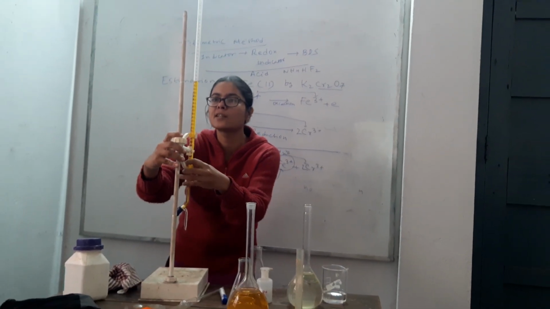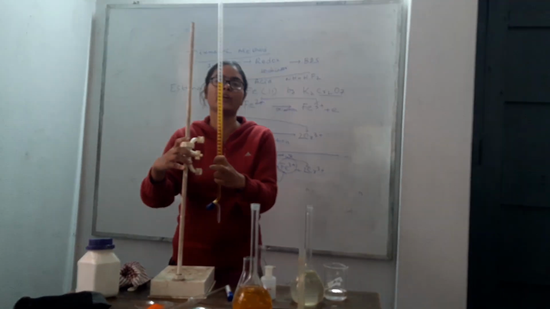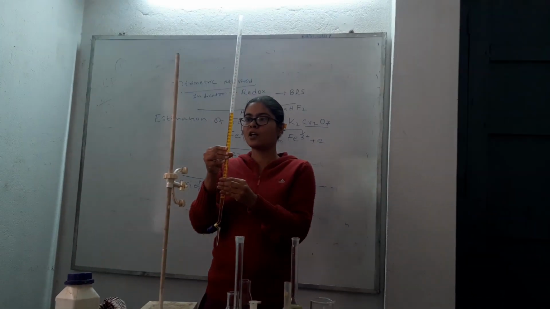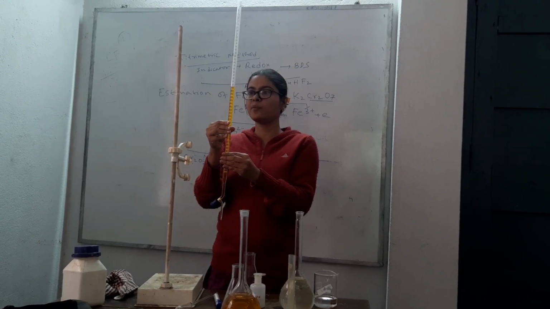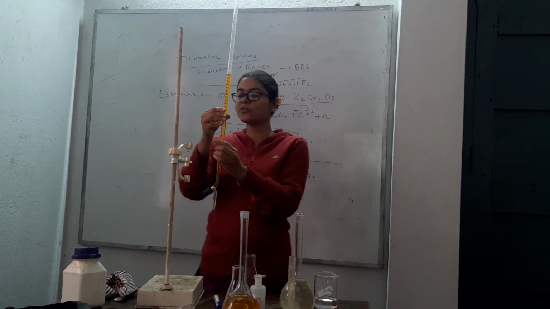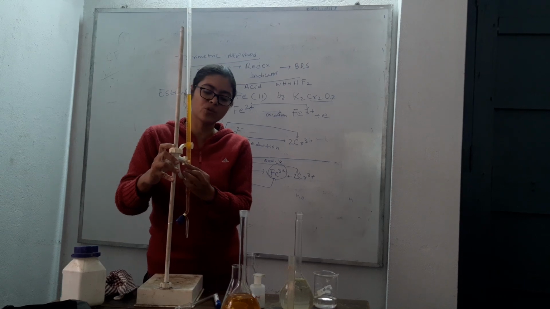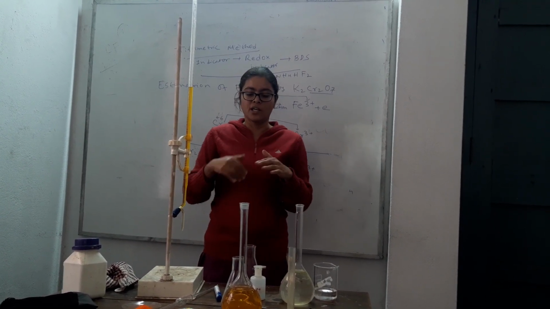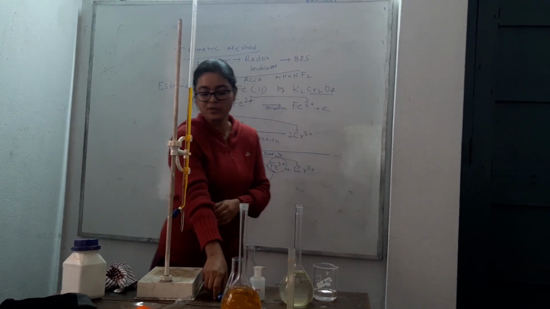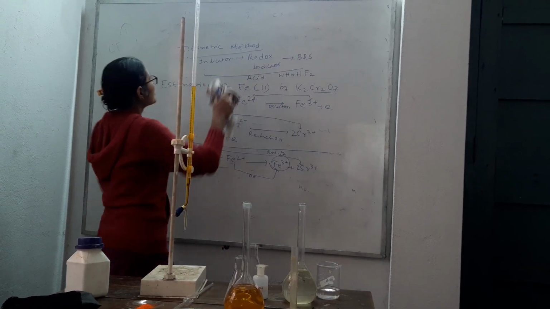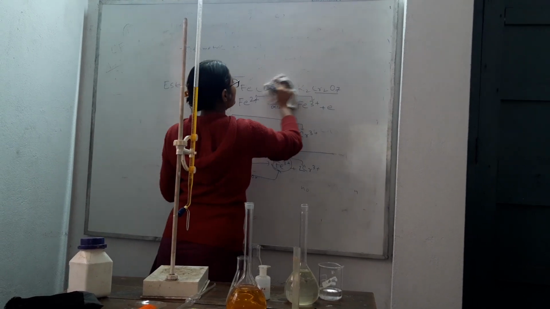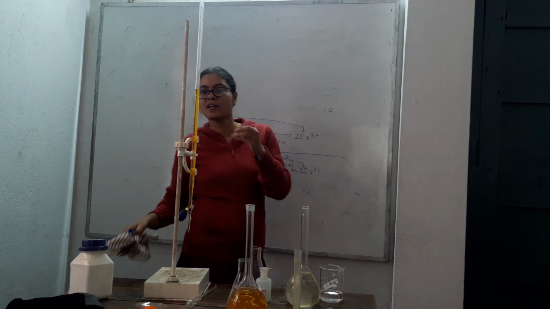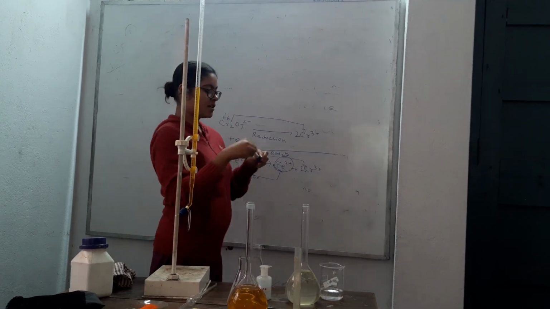For the reading, the proper way is to take out the burette, and then you see the lower meniscus. Lower meniscus is 23.3. So our reading is 23.3. We need this reading for our calculation. Now we go for our calculation. Okay. So our reading is 23.3. I just check it again. Okay, it is 23.3.